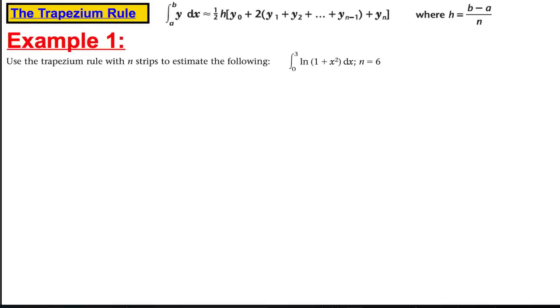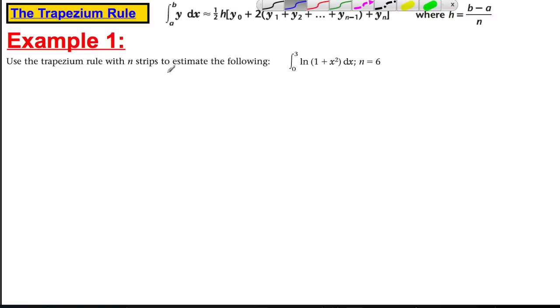Here's the first question. Use the trapezium rule with n strips to estimate the following: the integral between 0 and 3 of ln of 1 plus x squared dx, where n is 6. Now for these trapezium rule questions, I always want you to draw a table. The only way to do this properly is to draw a table.